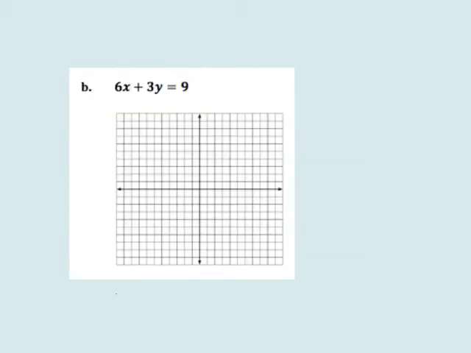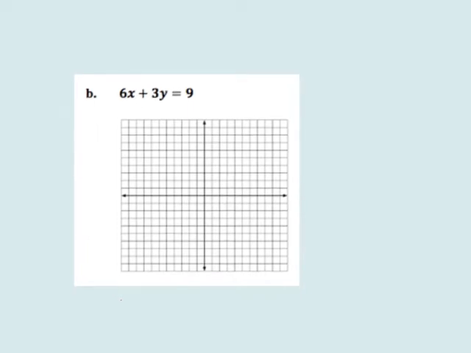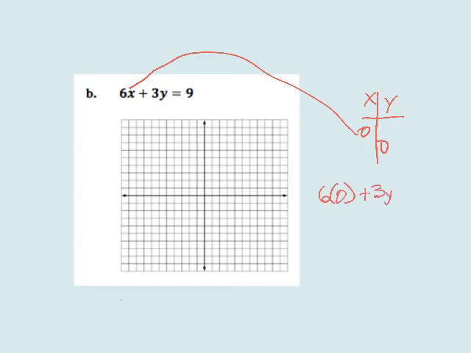Letter B is in standard form. We learned very early on that with standard form we use the intercepts method. So when we have the intercepts method, we have an x and a y, and we zero it out. In other words, I put a 0 in for x, which causes it to be 6 times 0 plus 3y is 9. That means this is gone. And 3 times 3 is 9.